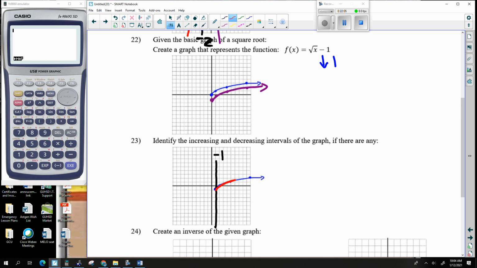So from here, this is all increasing. Nothing happens to the left of -1. This is all increasing. It's all going up. So this picture is increasing from -1. Technically, it should be a square bracket. Don't worry about it. To infinity. Decreasing. It's never decreasing. This is never, ever decreasing.